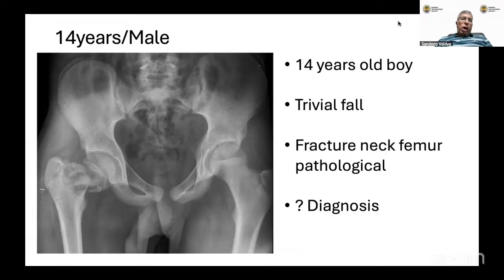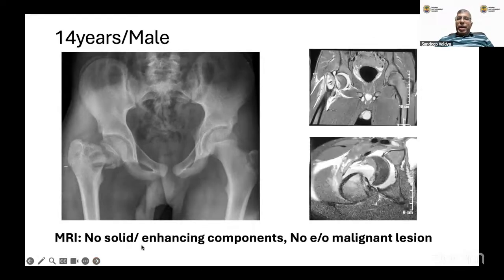Now, due to the comminution and displacement in this fracture, we couldn't make out the exact characteristics of this neoplasm. We wanted to be absolutely sure before the definitive surgery that we are not dealing with a malignancy. That's why we decided to do an MRI first. And in the MRI, what we specifically looked for is, are there any solid components and are there any enhancing components on the contrast? But fortunately, there were none of these. So we were quite sure that this is not a malignant lesion.